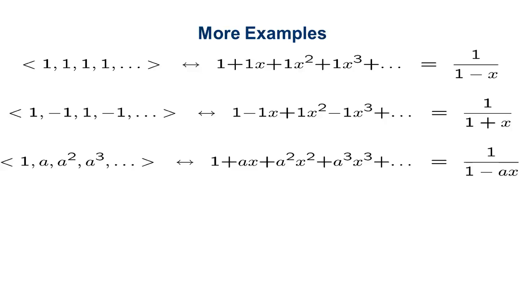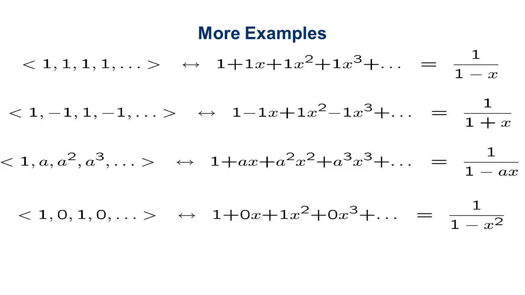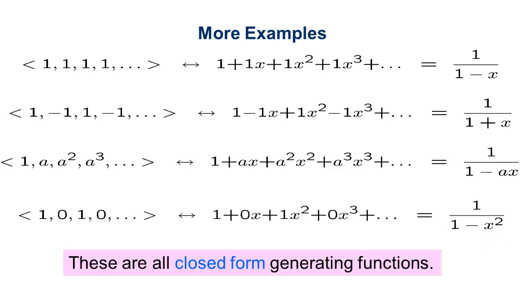Similarly, we can generate this sequence using a generating function, and its generating function is 1 plus ax plus a square x square, and its closed form is 1 by 1 minus ax. Similarly, 1 0 1 0 has a generating function. The closed form of the generating function is 1 divided by 1 minus x square. These are the closed forms of the generating functions.